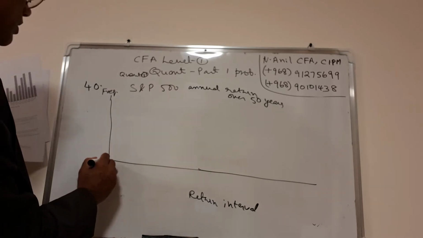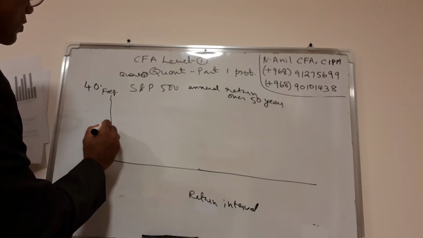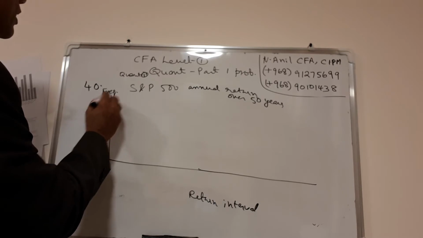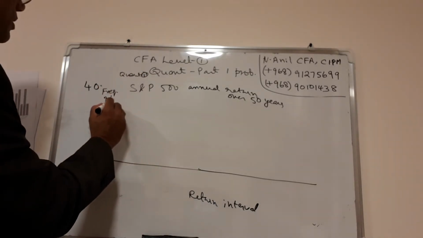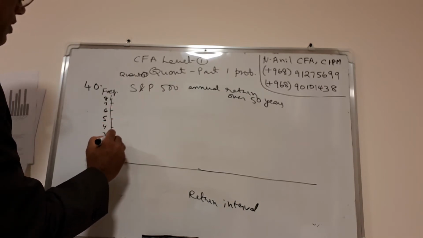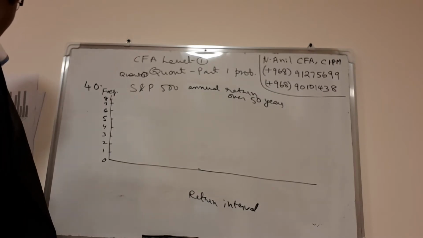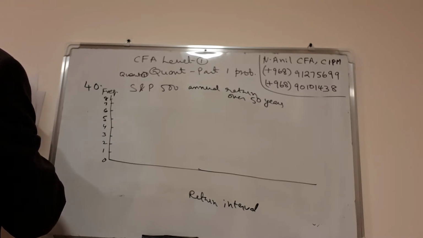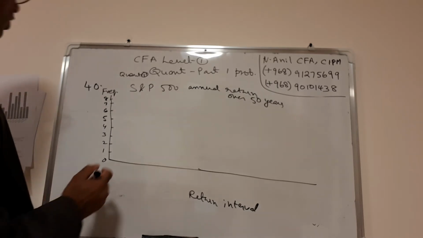So this one 0, it runs till 8. 1, 2, 3, 4, 5, 6, 7, 8. So that is the number of times it occurs. Okay, and the intervals 1, 2, 3, 4, 5, 6, 7, 8, 9, 10, 11, 12, 13, 14, 15. There are 15 intervals.